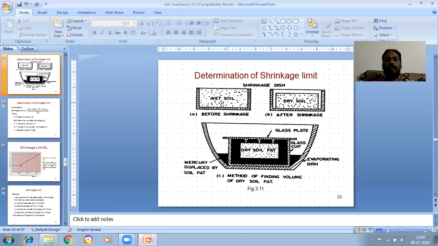So this is the wet soil before shrinkage, in the shrinkage dish. Here this is the glass plate, glass cup. This is the method of finding the volume of the dry soil pat, by the mercury displaced by the soil pat. This is the evaporating dish. After shrinkage, this is the soil sample.